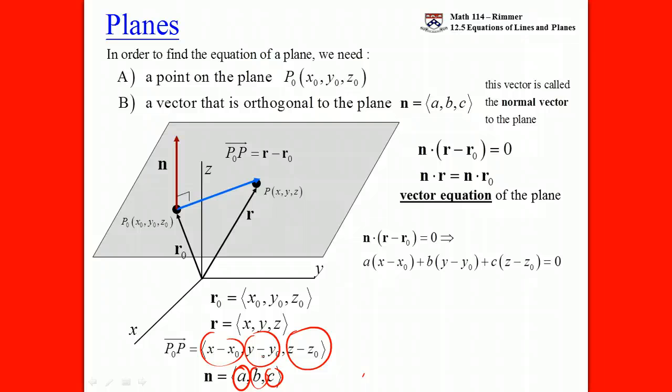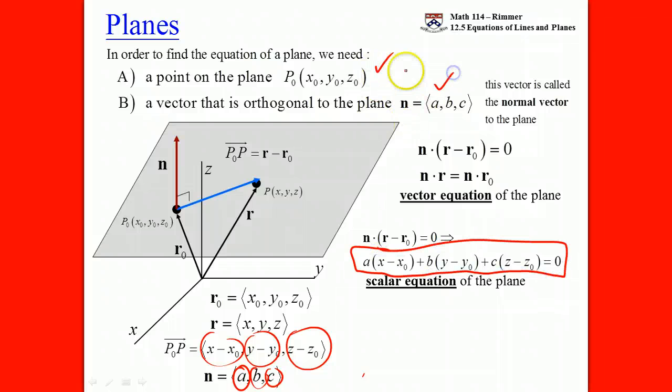Distribute across, and you have exactly what you need. We have ax and by and cz, and then a bunch of constants: a times x naught, b times y naught, and c times z naught. So this can be thought of as the equation as well, written in this format. Remember what you know. You'll have these on hand, and you just plug them into that formula.